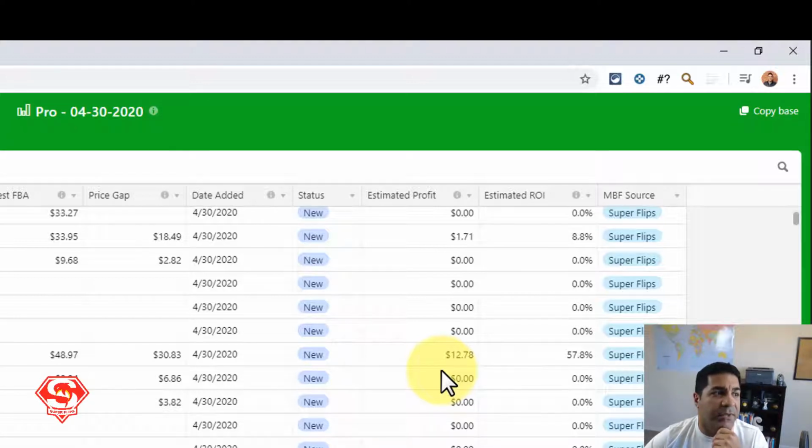You would need to look at the data yourself and see. And there's several reasons why that could be. Let me give you one real quick example. Let's say there's no profit because the lowest used prices are $10, and then there's one low FBA price. They're pricing it at $15.99.